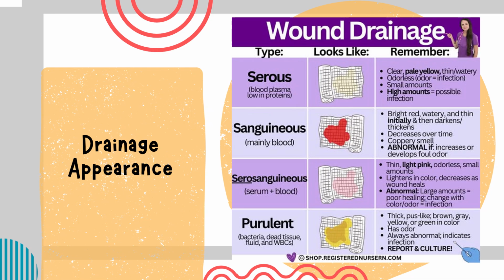And then lastly, you have purulent. So this is where you have a mixture of bacteria, dead tissue, fluids, different types of white blood cells. This is what you would typically call pus, quote unquote. So this is a thick pus-like drainage. It's going to be brown, gray, yellow, maybe even a greenish color, and typically it's going to be odored. It's going to have a smell to it. This is always abnormal. It's going to indicate an infection.